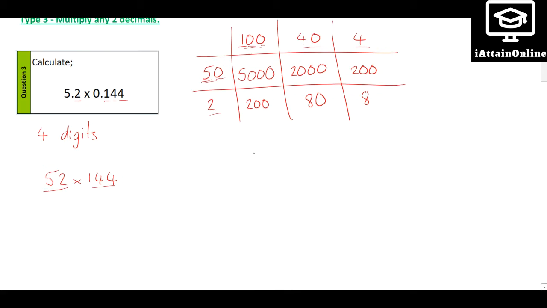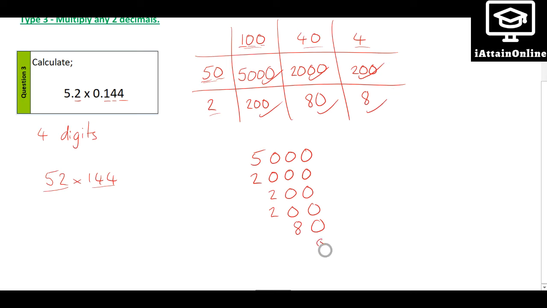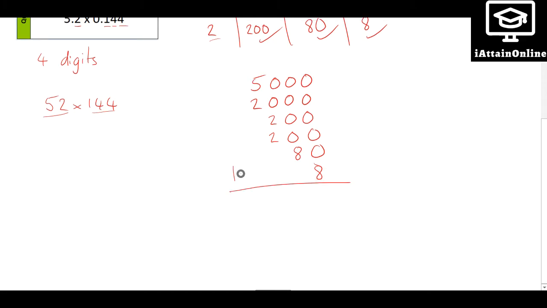Now we're going to add these numbers together. 5,000, remember to line up your thousands, hundreds, tens and units. There's a 200 there, and then there's a 200 there as well. Might be worth ticking them off as you put them in. There's an 80, and there's an 8. Let's try that again. And I'm adding these numbers up.